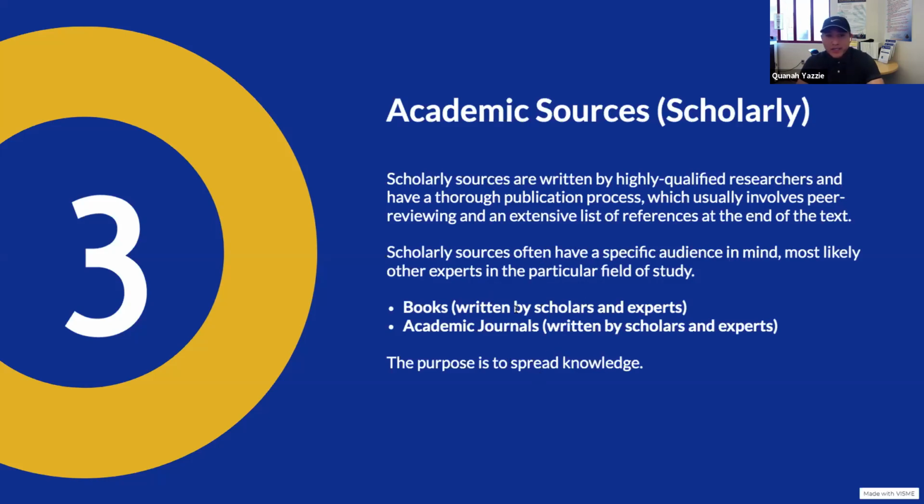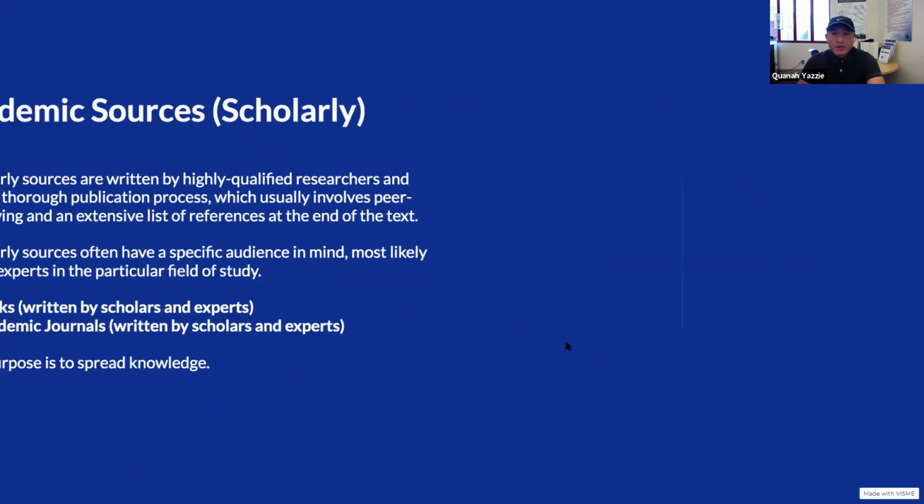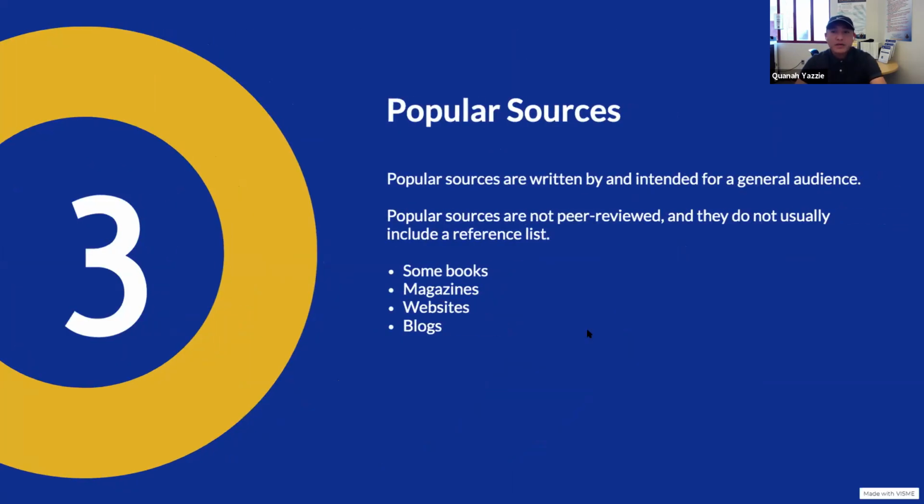So then the next one is popular. Popular sources are intended for the public, for general audiences. These are not peer reviewed, and they don't include a reference list. These are things that are public domain, like books, magazines, websites, and blogs. And sometimes we tend to go back and forth in how we use sources.